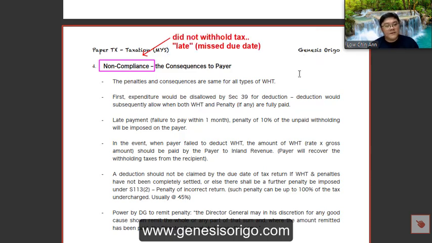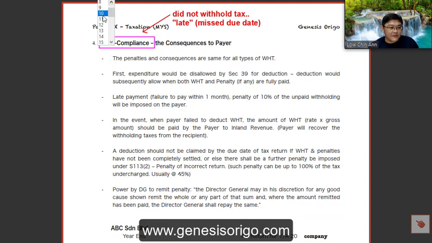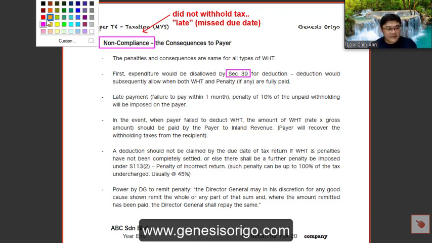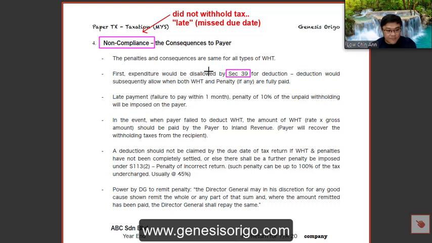Okay, so let's look at the notes for a while. The first thing I need you to take note of is this. Section 39 has already made it very clear. Remember, Section 39 tells us about the non-deductible expenses that you're not allowed to deduct. Section 39 tells us that whatever expenditure you're supposed to have a deduction for will be disallowed until the withholding tax and the penalty are fully paid.